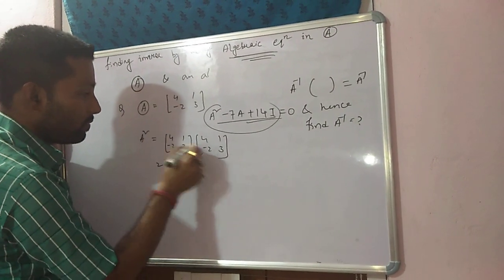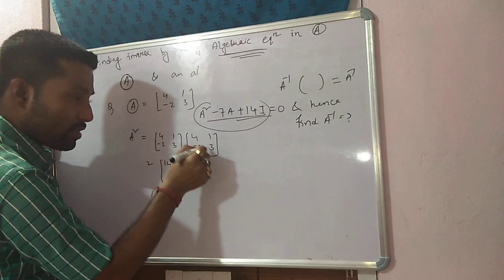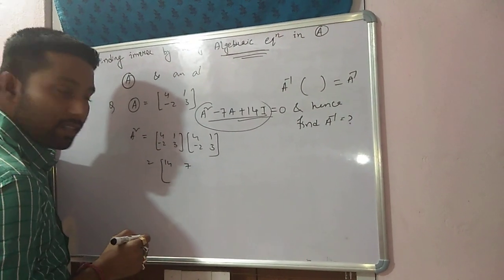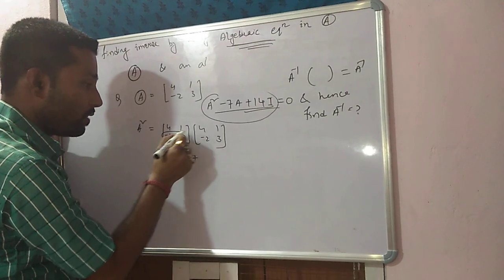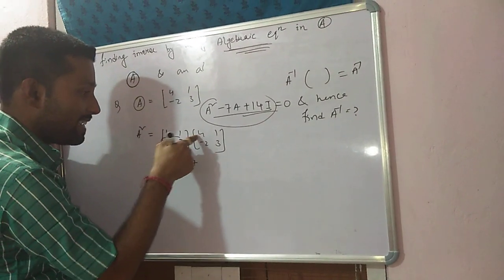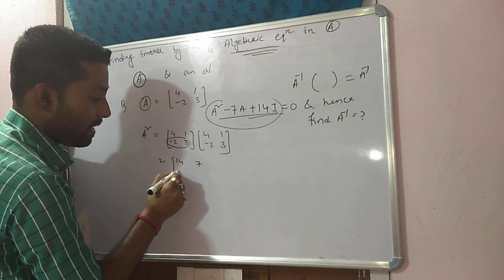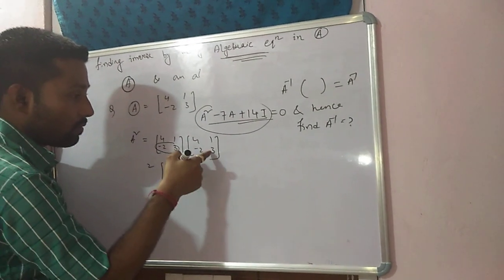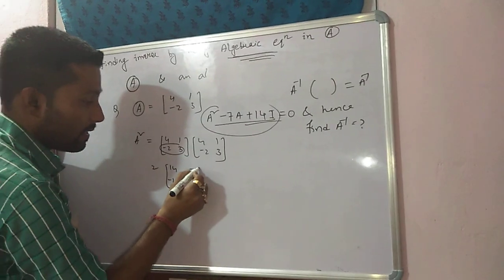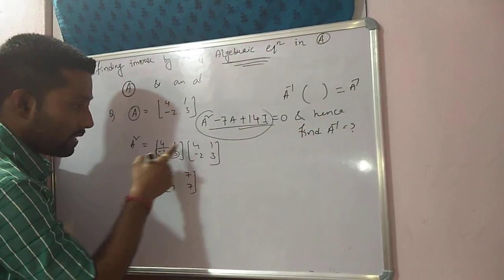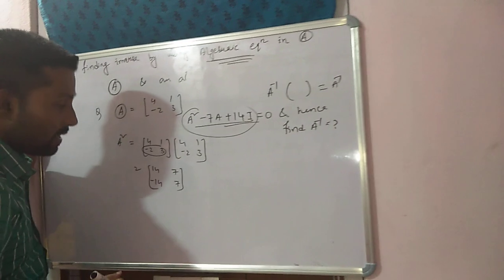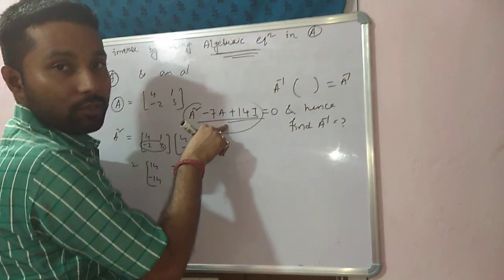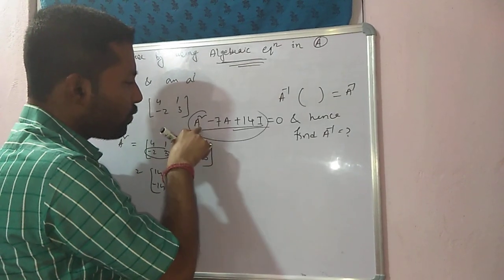Again this row into this column. So 4 plus 3. Again now second row into first column, that is minus 8 minus 6, minus 14. Second row second column, minus 2 plus 9, that is 7. Okay, so this is the value of A square. Now in this equation how many terms are there total on the left hand side? 1 2 3.